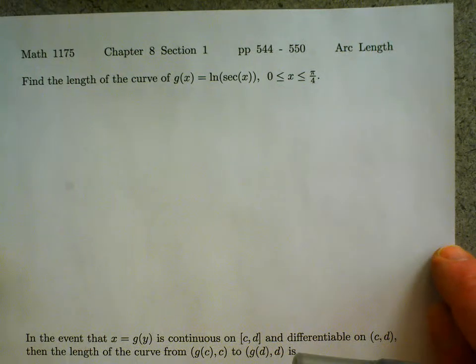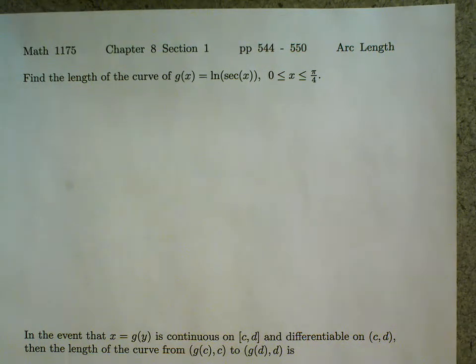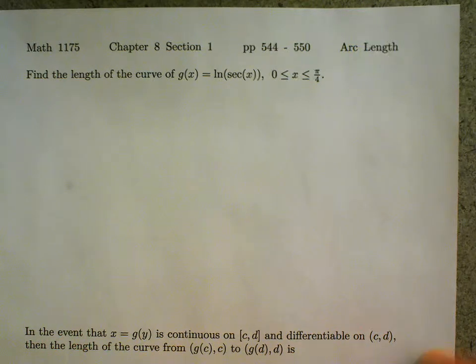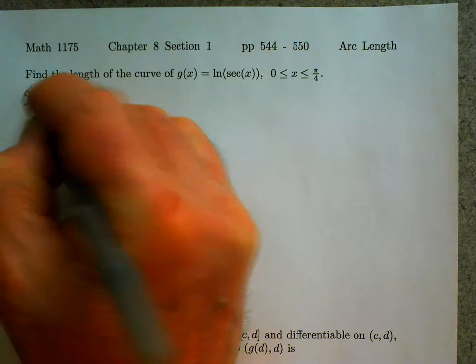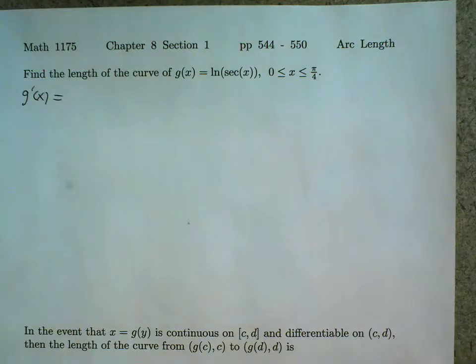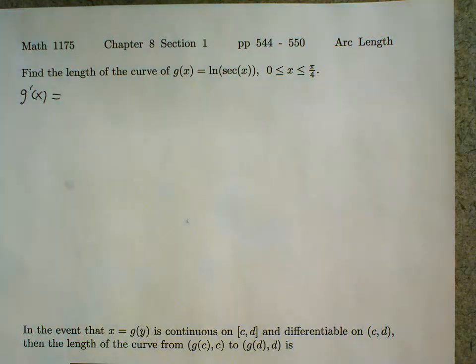Find the length of the curve g of x equals the natural log of secant of x for values of x between 0 and pi over 4. We need to know what the derivative is, g prime of x. What's the derivative of the natural log of secant of x? The natural log of the secant of x is a composition of functions, so it involves the chain rule.